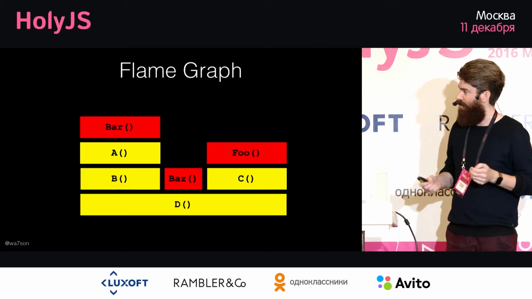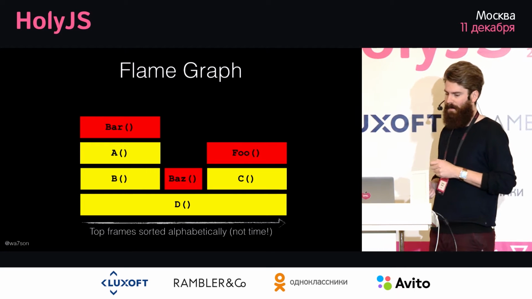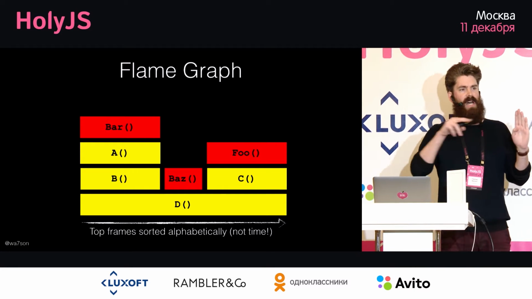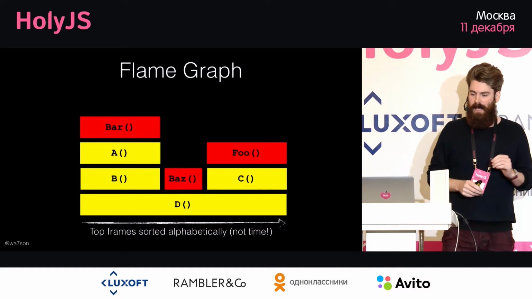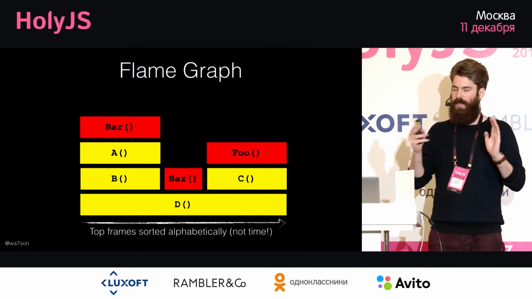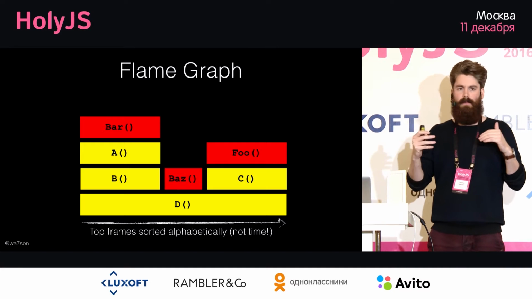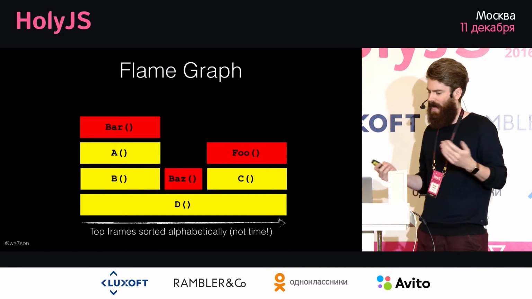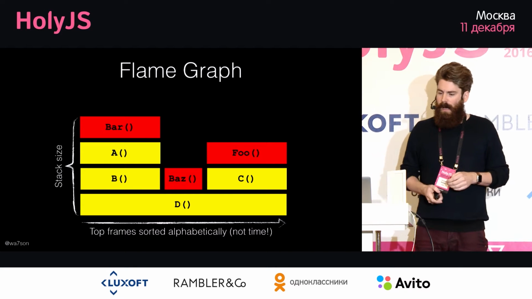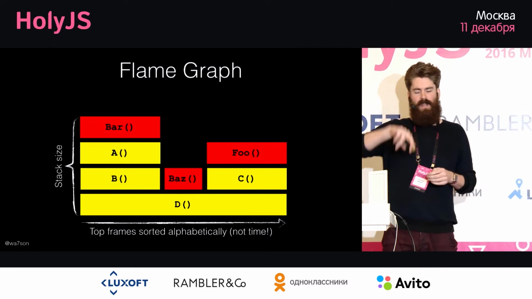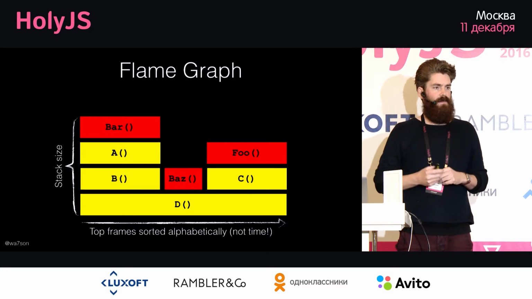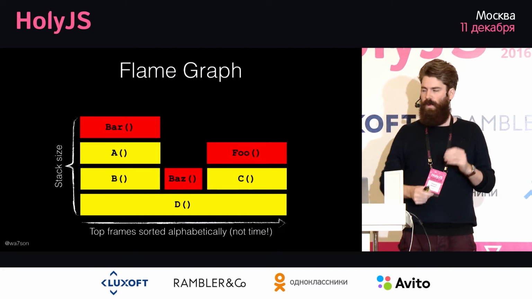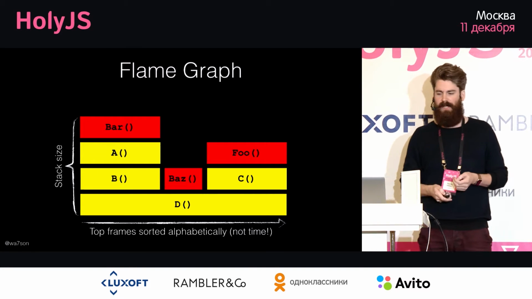And then you have a flame graph. And what does that mean? Basically, instead of time being on the x-axis, it's just sorting the top frames that it was sampling alphabetically. So you have bar being first because it's first in the alphabet, then you have bas, then you have foo. And the height of each flame is the stack size. So that's how many stack frames were beneath the function that you were sampling.